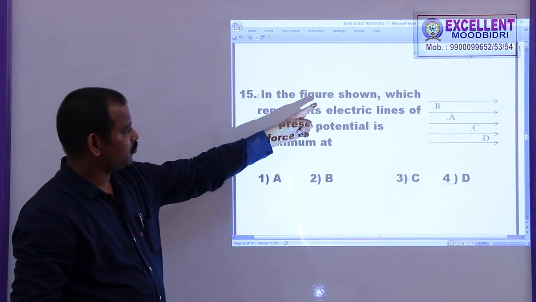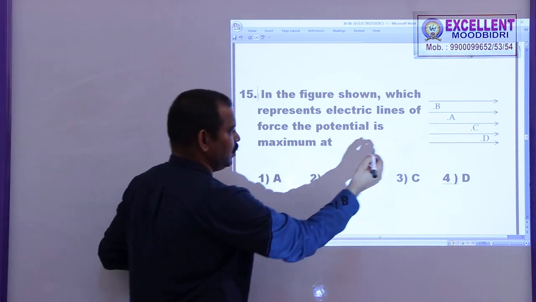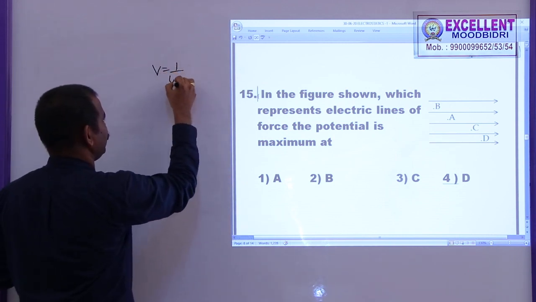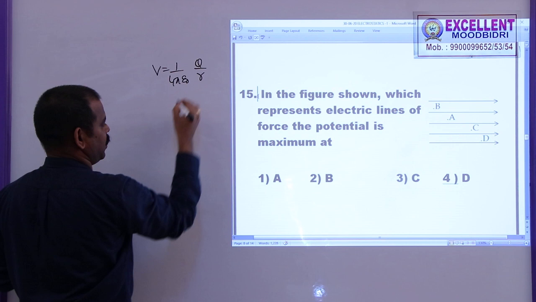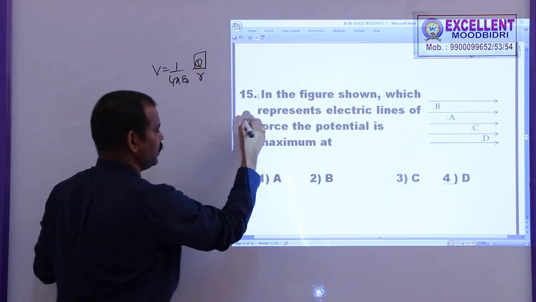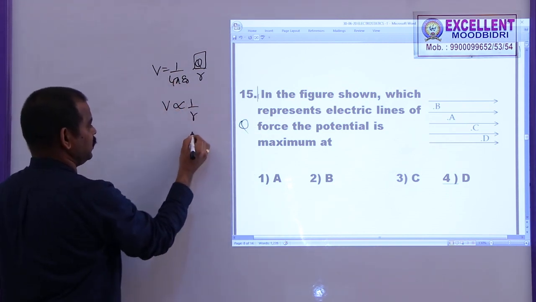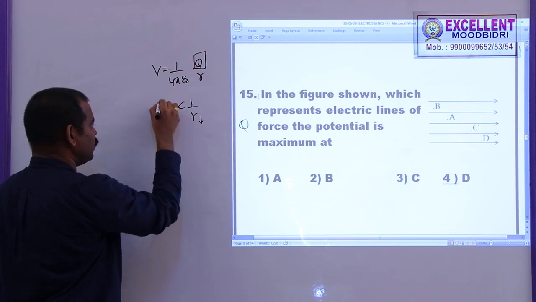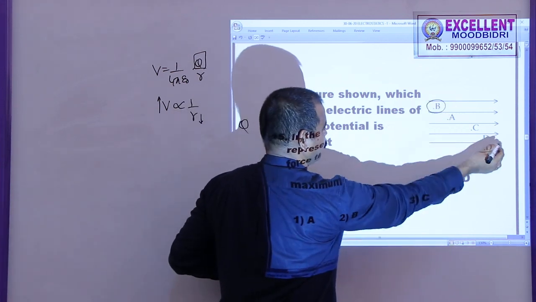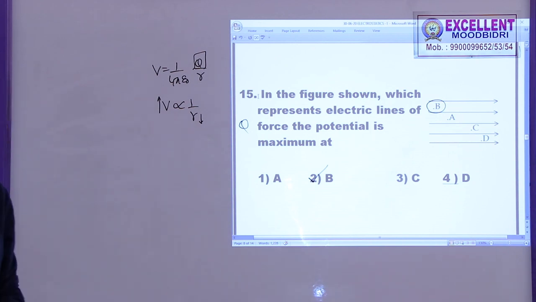15. In the figure shown, which represents electric lines of force, where is the potential maximum? We know that the potential is given by 1 by 4 pi epsilon naught q by r. So this is the field produced due to a source charge, let's say q, which is present somewhere here. Potential is inversely proportional to distance, so as the distance is less, the potential will be more. For this charge, point B is nearer when compared to the other points. So potential will be maximum at point B. So option 2 is correct.